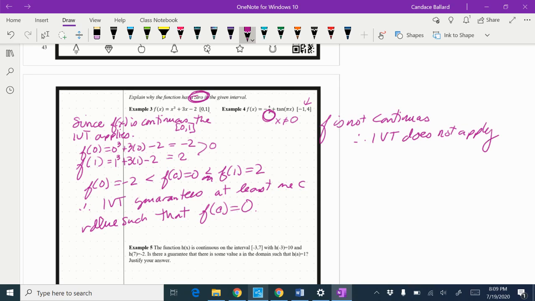Easy peasy. Like them all like that. They won't be, but like them all like that. All right, let me check this out here.